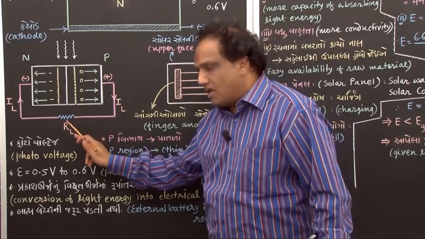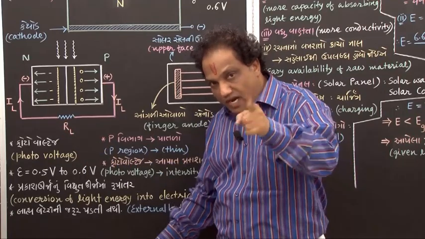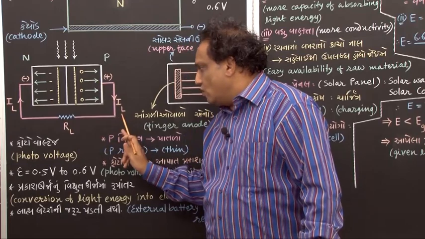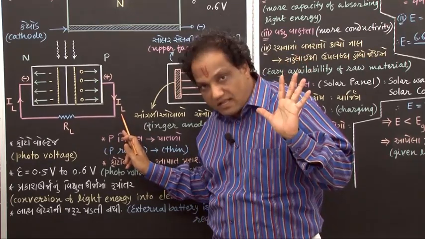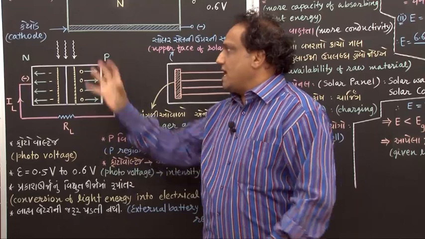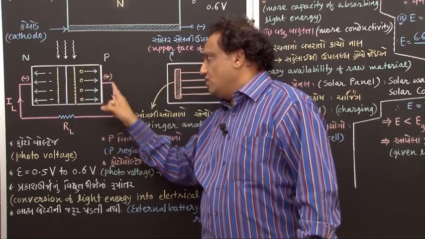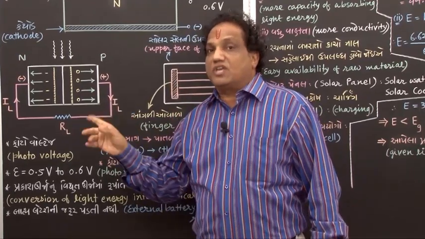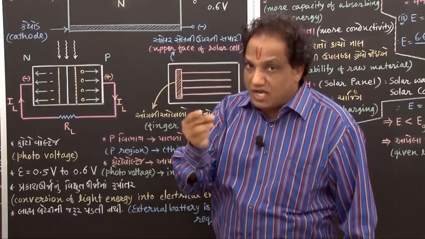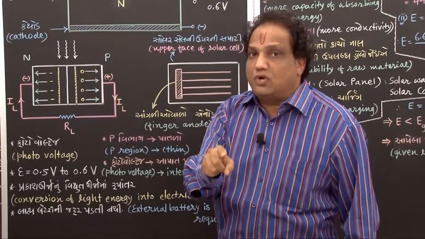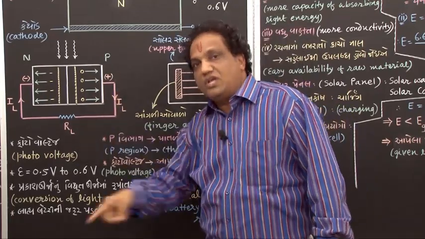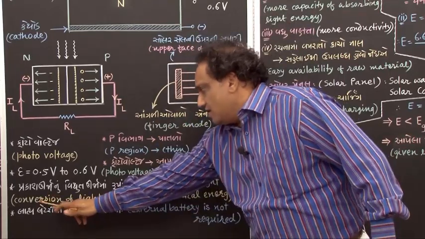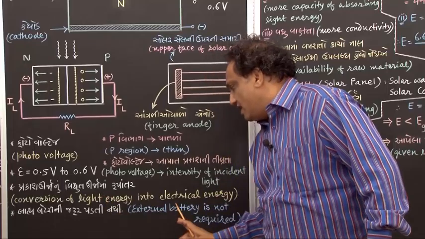And if you connect here some bulb or some load resistance, then you know current is flowing from positive to negative this way. This current flowing through load resistance I am showing by symbol IL. So ultimately you will have this absorbed light energy converted into electrical energy, correct? So what is the principle of working of this solar cell? Conversion of light energy into electrical energy, correct?